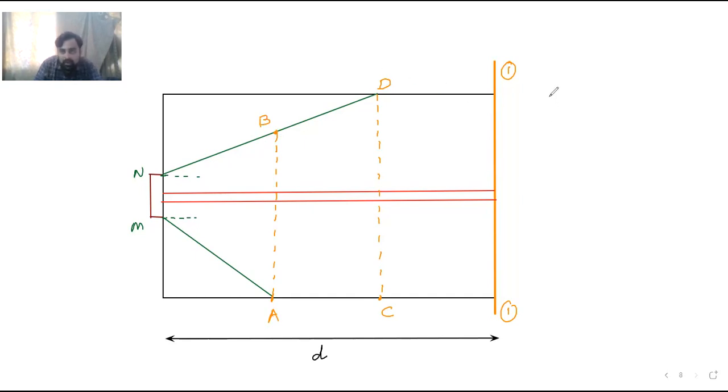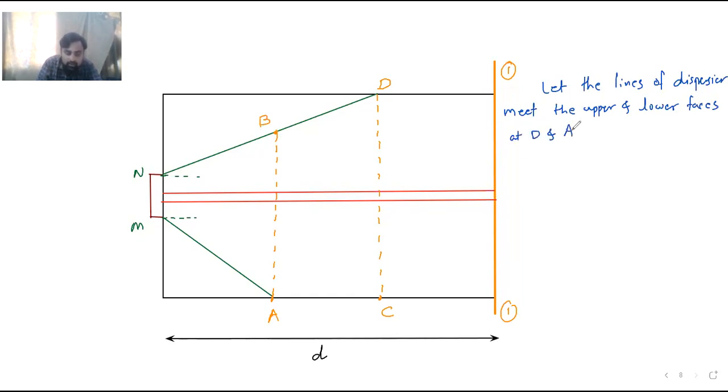Okay, so further if I write, let the lines of dispersion meet the upper and lower faces at D and A as shown in figure. Okay, as shown in figure.